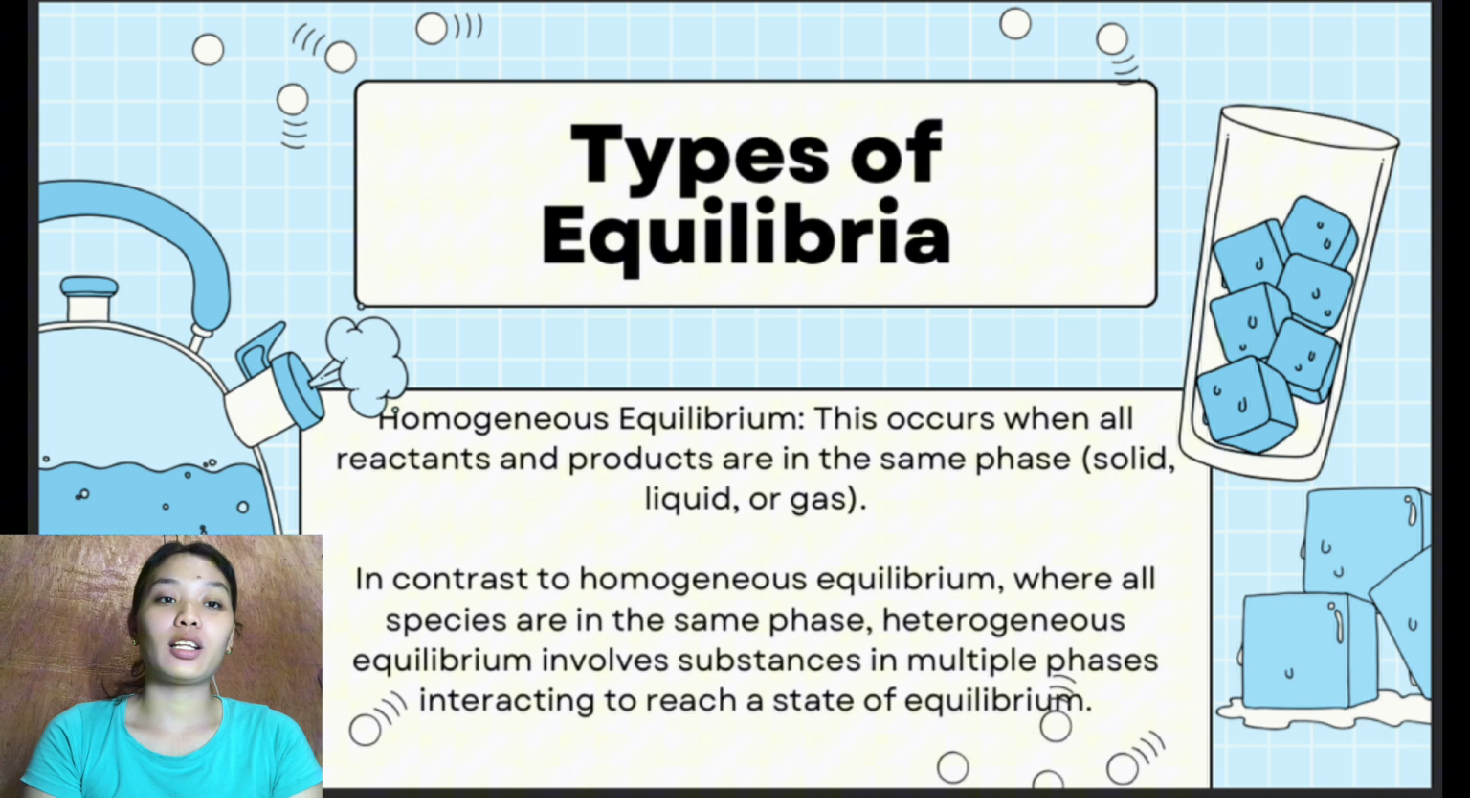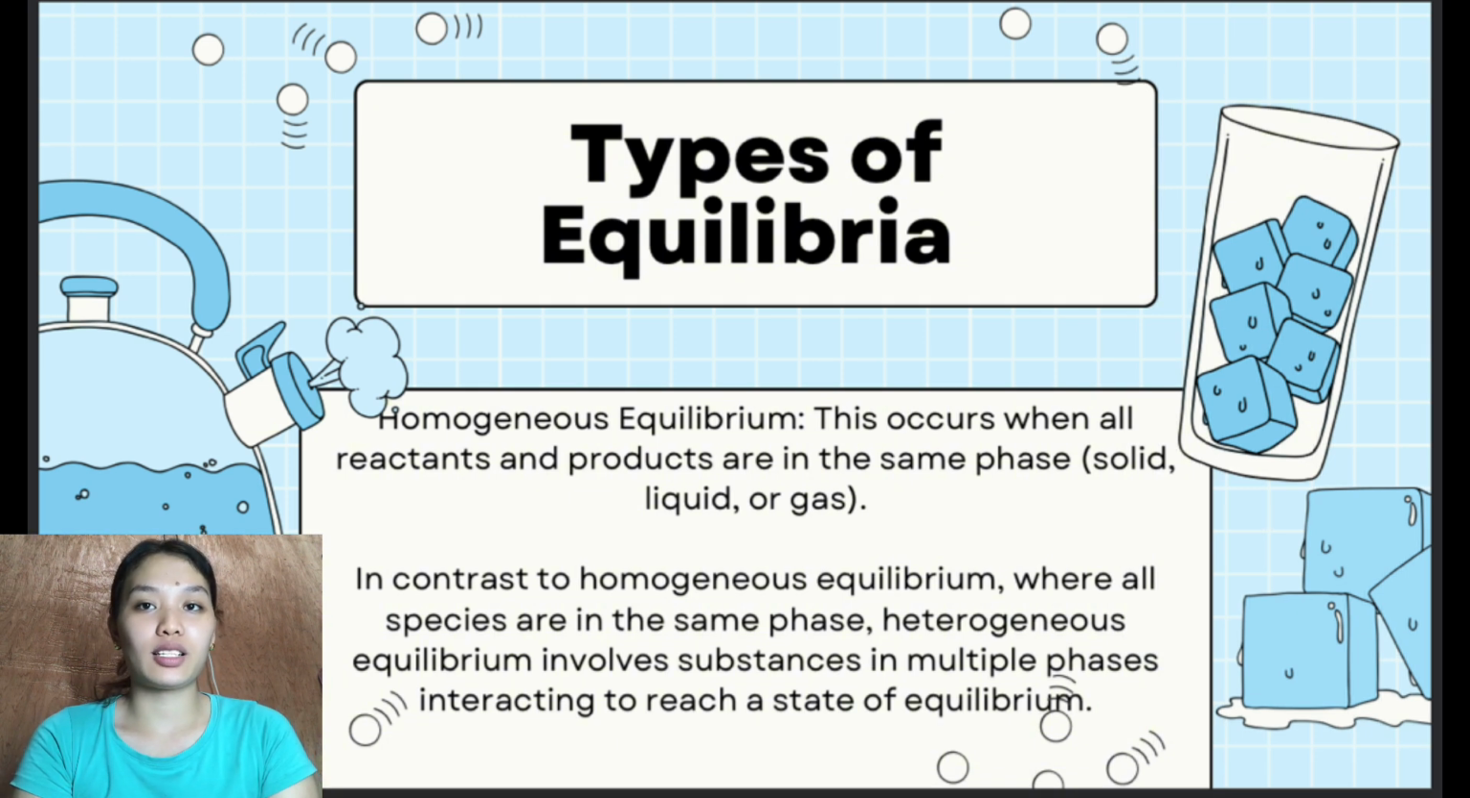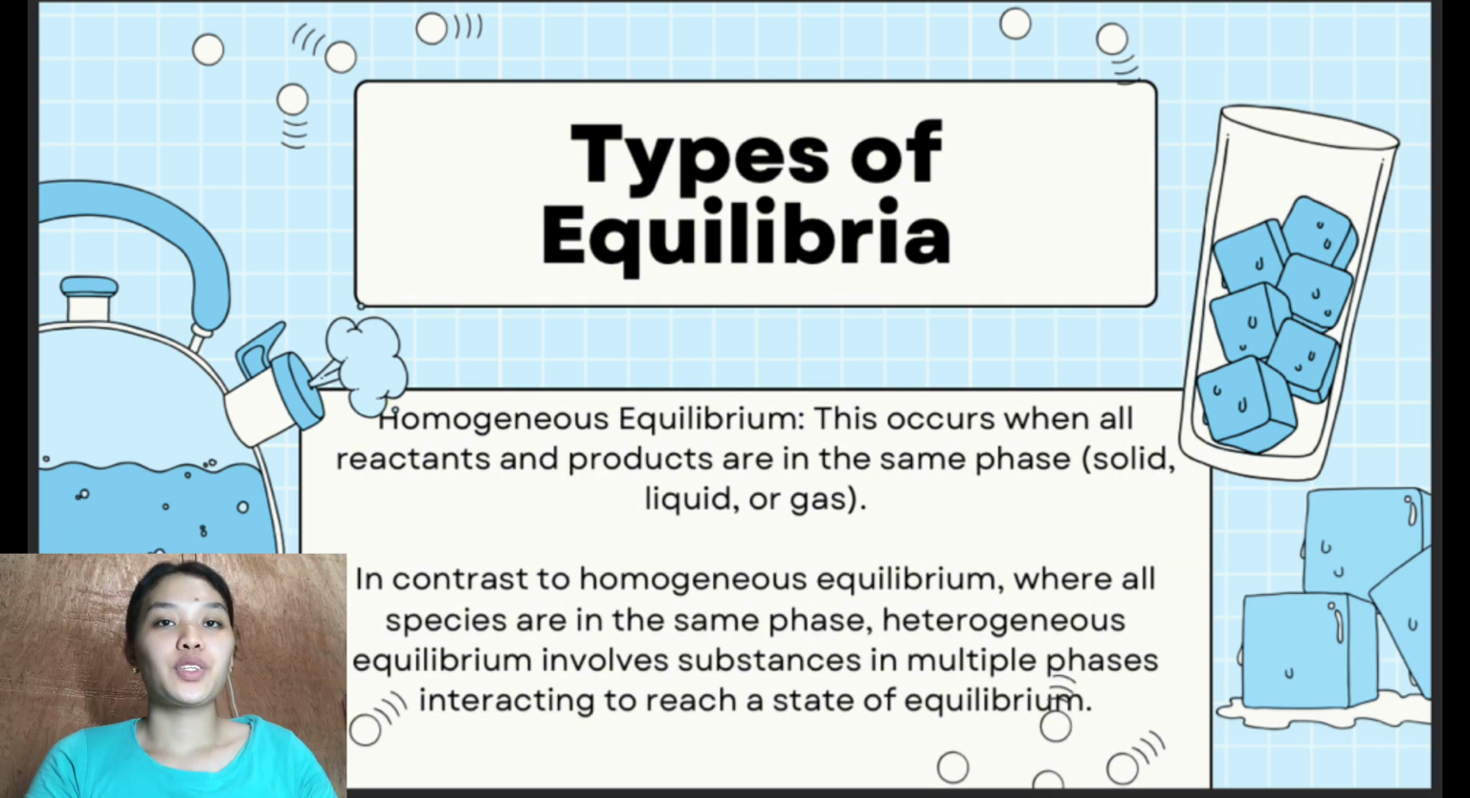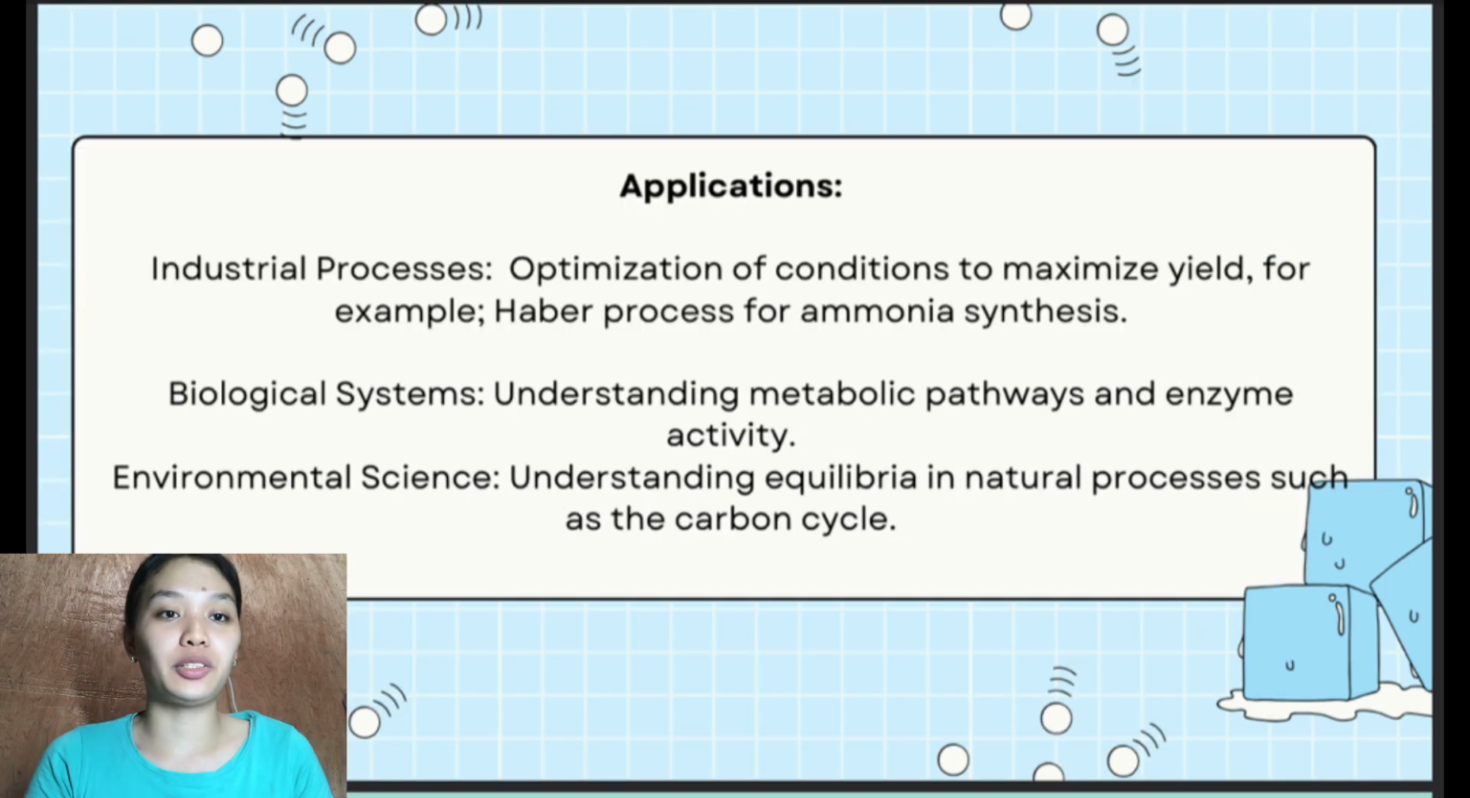Types of equilibrium expression: in heterogeneous equilibrium, it includes only the concentrations of gases and aqueous solutions, omitting pure solids and liquids. So we have here applications of chemical equilibrium.